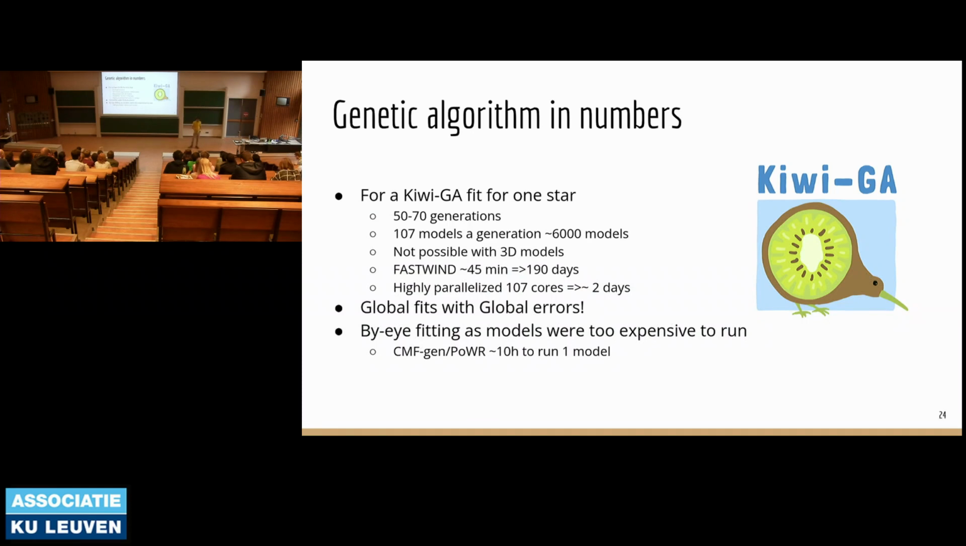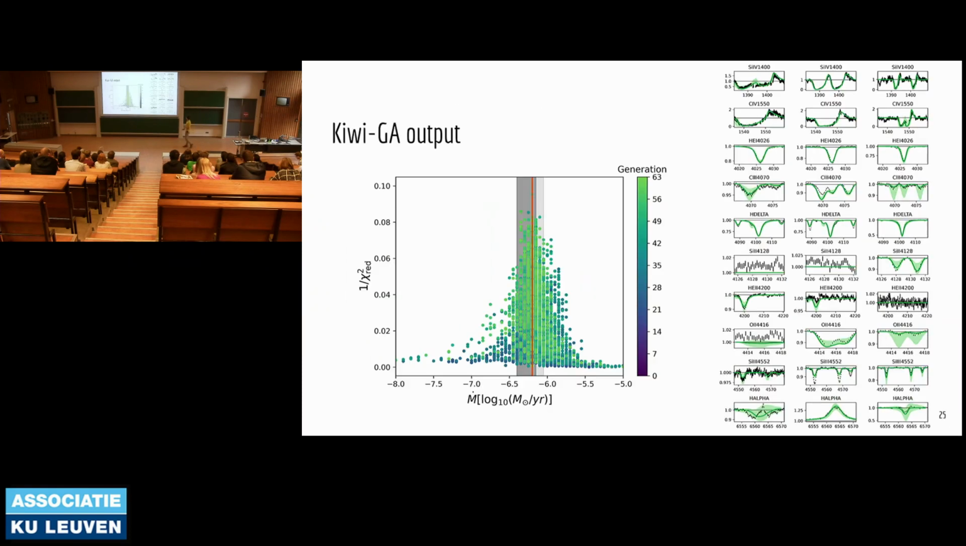These are, again, very slow models, even though they're also 1D, but they do some stuff more complicated, and FASTWIND does it, so they're still really slow to run. OK, cool.